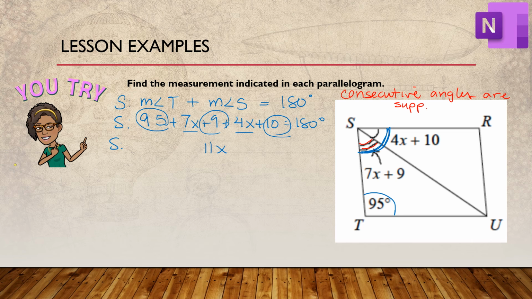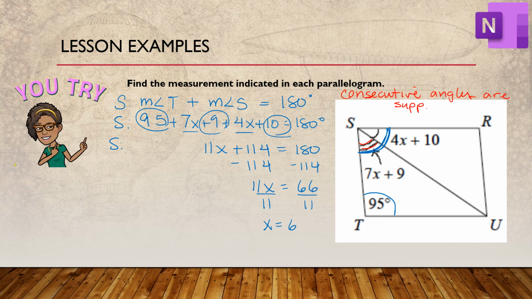So that gives me 114, which equals 180. Now we're just going to go ahead and subtract. So I'm left with 11x equals 66. Divide everything by 11, and I have x is equal to 6. And remember, we're trying to find that little bitty angle right there.